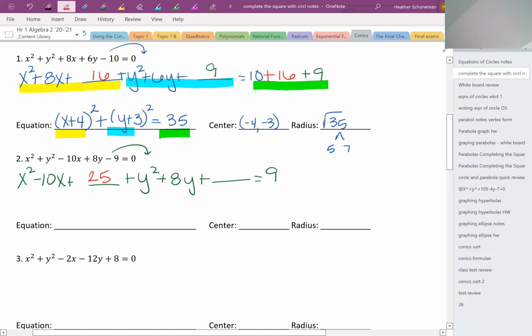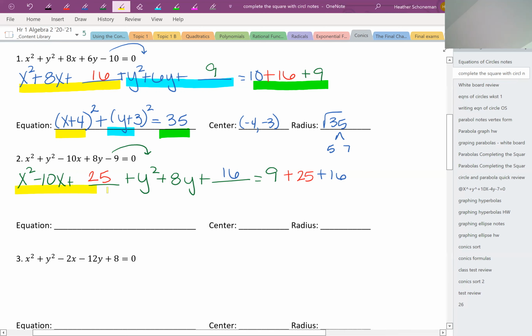Now some of you might be thinking it's -25, but that's wrong, because when you square the number, we're squaring it in parentheses, so it gives you a positive, because -5 times -5 is a positive 25. It's always going to be a positive when you square it. But whatever you add to one side, you have to add to the other. You have to keep your equation balanced. Half of 8 is 4. 4 squared is 16. So we add that to the other side.